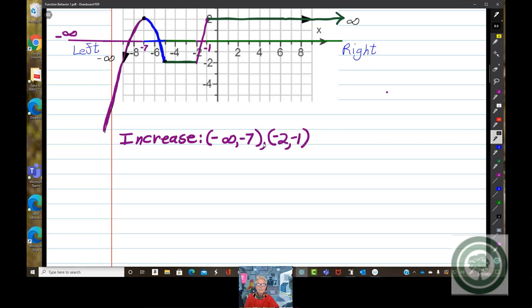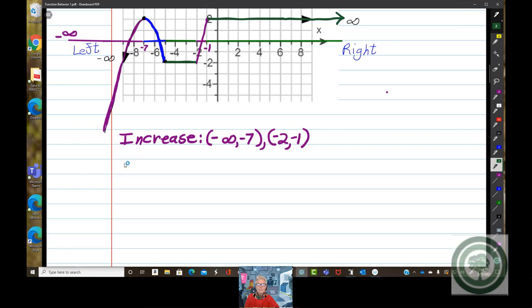Now, the fact that we don't connect these with a U is very different. The reason is we're just listing the intervals of increase. So you've just got to get used to the intervals of increase, decrease, and constancy forbidding you to use brackets. You're only going to use parentheses, and you're not going to put a U between these discontinuous intervals. You do that when you're working with domain and range. You don't do it when you're working with increasing, decreasing, and constant. Okay.